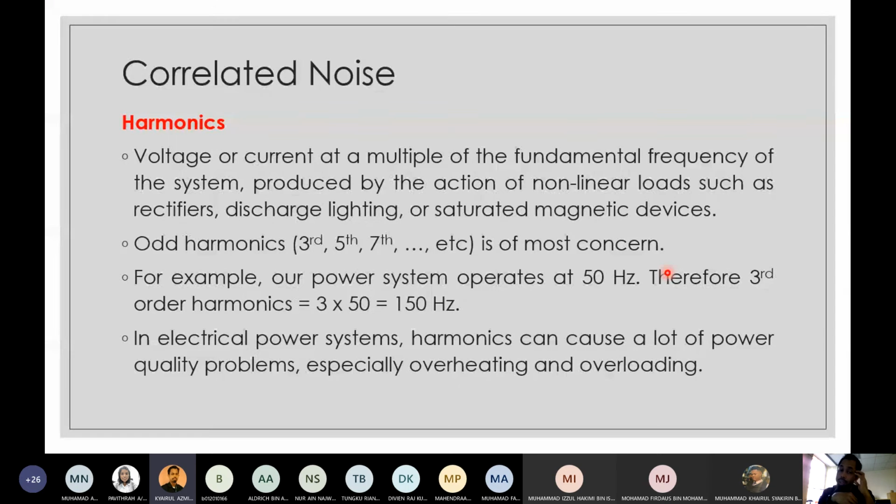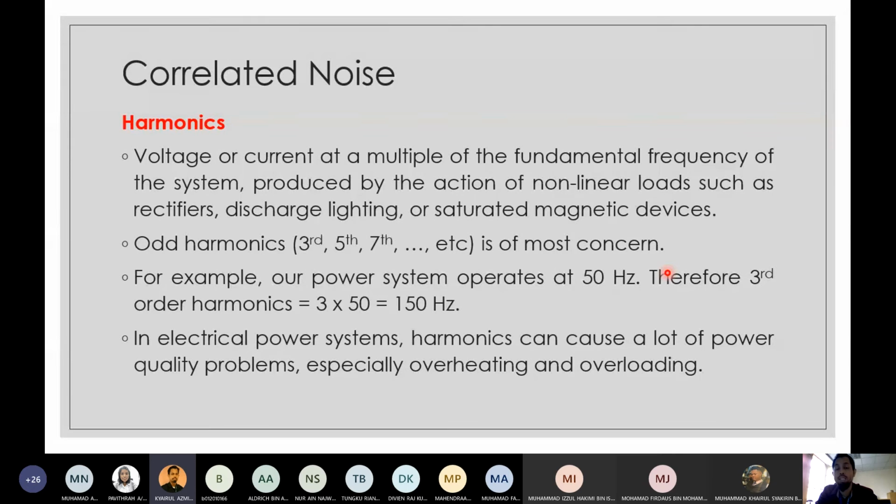Okay, so harmonics can happen to voltage waveform and also current waveform, and it is caused by non-linear loads. Okay, non-linear load maknanya perubahan penggunaan elektrik dia, penggunaan current dia tak bergantung kepada konsep linear. The more you utilize, the more you use. No. Okay, like rectifiers, discharge lighting, saturated magnetic devices. So these are all non-linear loads. It does not follow the linear path of current usage. So it can produce harmonics.